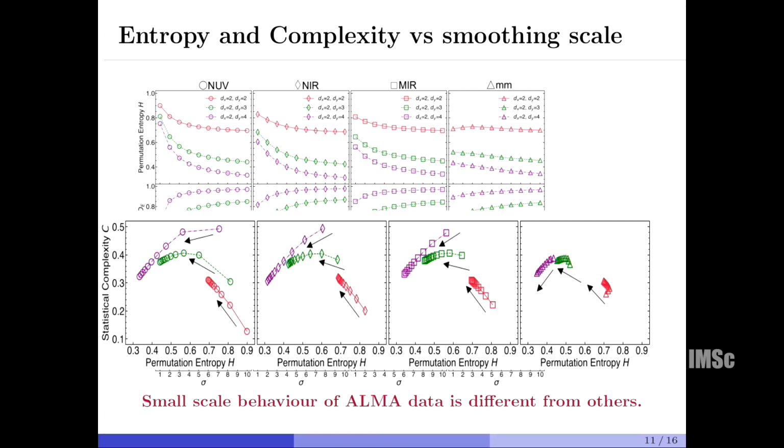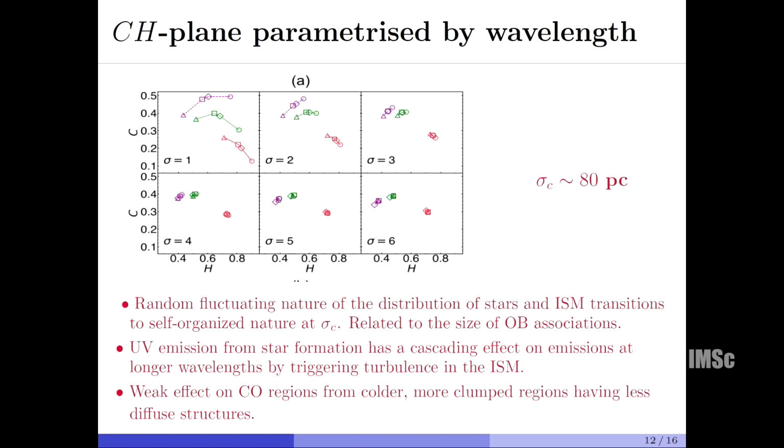What stands out here is that NUV, NIR and MIR have a similar behavior, whereas the millimeter shows a slightly different behavior. We think this is because the millimeter emission comes from CO J equal to 2 to 1 transitions, and they are cold and clumpy, and so they have a different behavior. So this is the first thing.